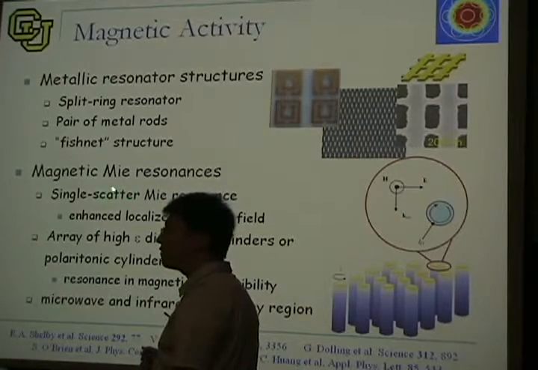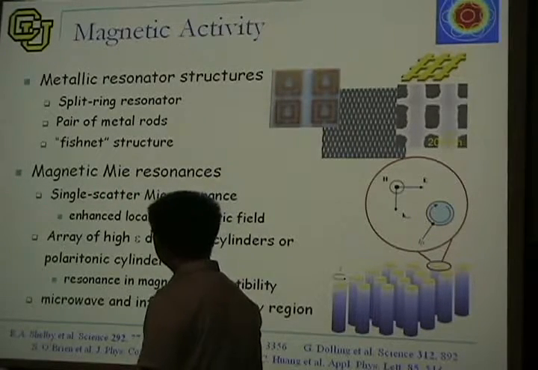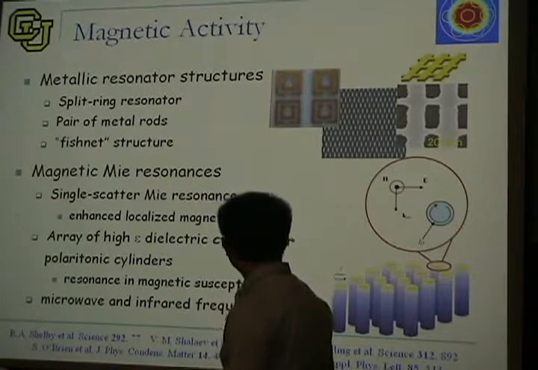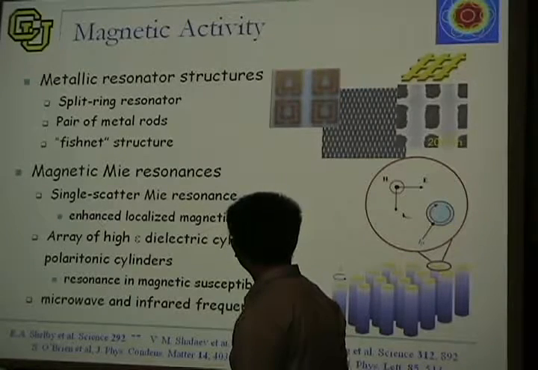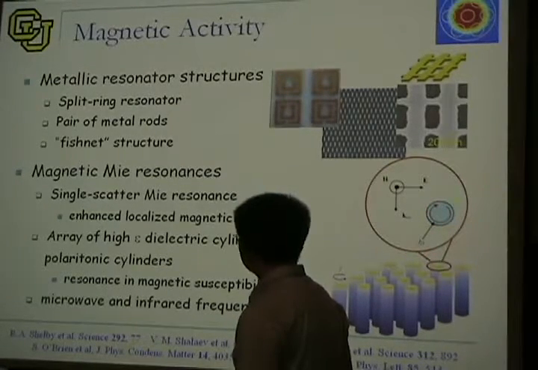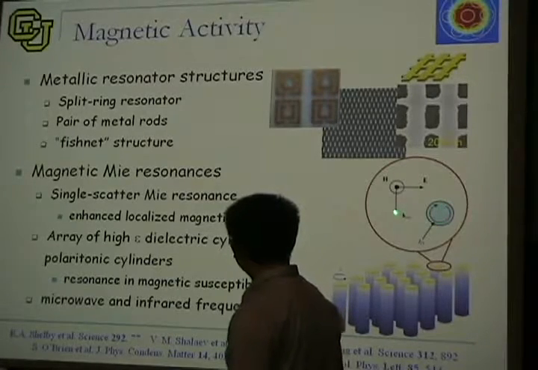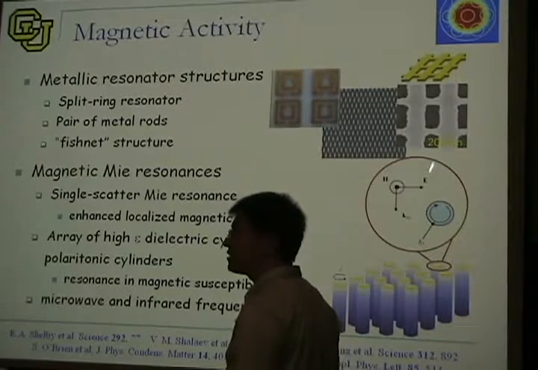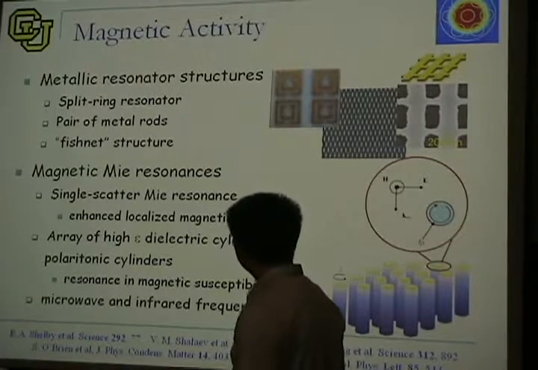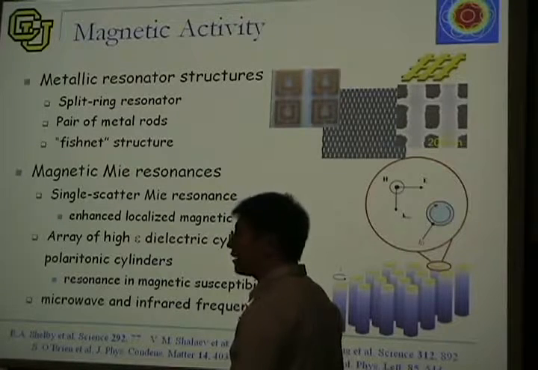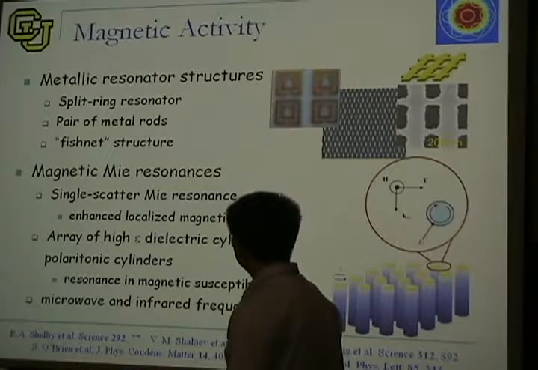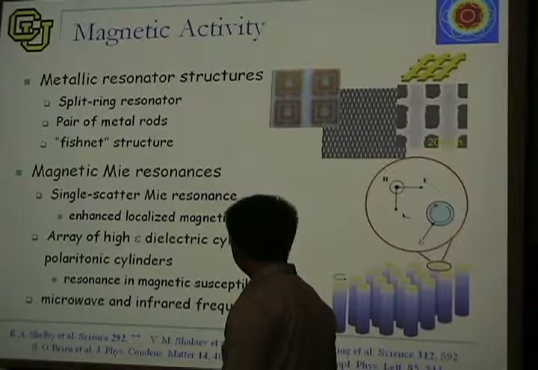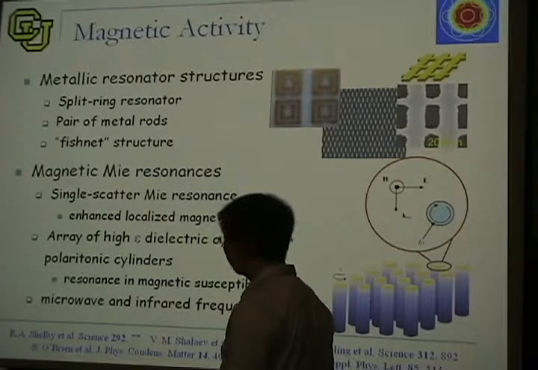Actually, there is an alternative approach to achieve magnetic activity, that is using this Mie resonance. So the basic idea is shown in this schematic here. As you can see, in a single dielectric cylinder, we can have an induced magnetic dipole moment, which is caused by a resonant displacement current. So those localized magnetic Mie resonances can then be used to create an effective medium that has a resonance in mu when you have a periodic array of these cylinders.